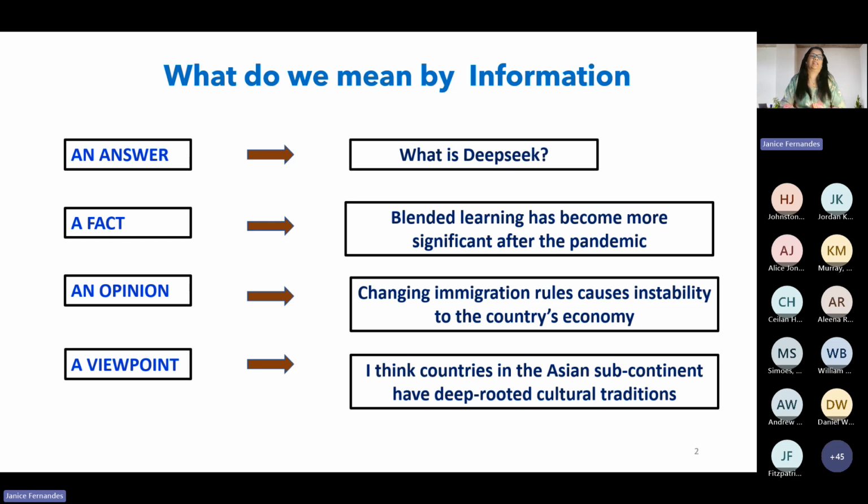So let's begin at the beginning. What do you mean by information? We're looking at information as an answer, as a fact, as an opinion, and as a viewpoint. The reason I put these together is because I had students talk to me in class and say, what do you mean by opinion and viewpoint? Is it the same? When you are talking to creative students, they have a lot of questions, and I think it is important to try and differentiate what we mean by that.